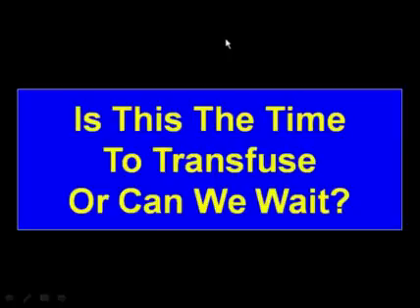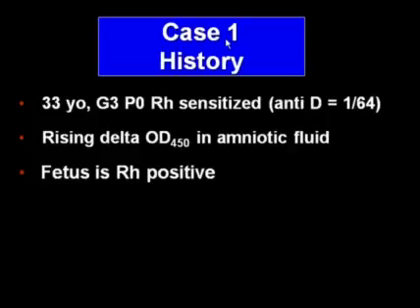I would like now to show you some examples and to see how we are using the middle cerebral artery peak systolic velocity today. And by doing it this way, as I said before, we have not missed any case of severe anemia, I would say probably for more than 10 years now, and we have not performed any unnecessary procedure based on the middle cerebral artery peak systolic velocity.